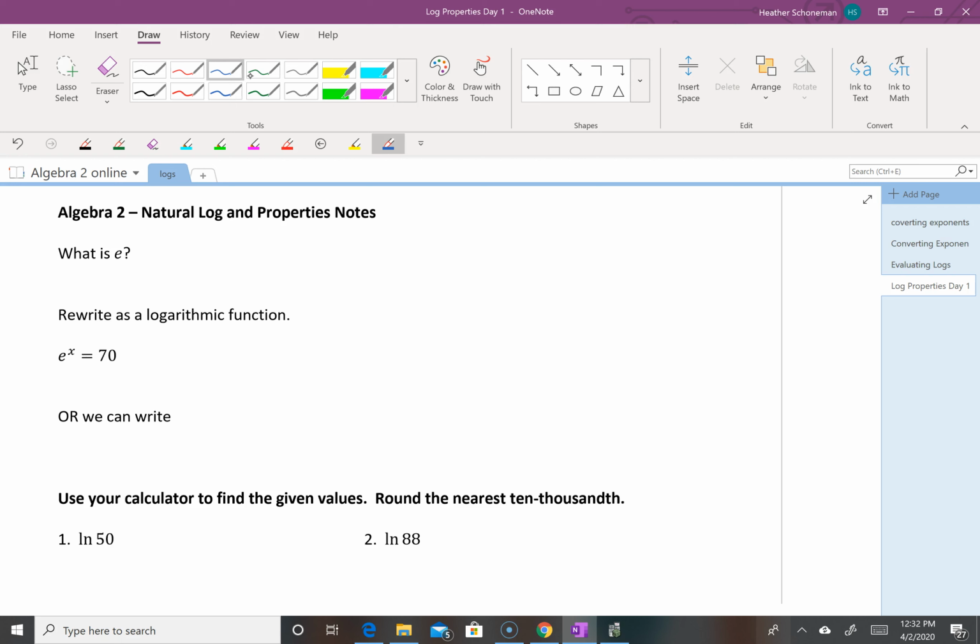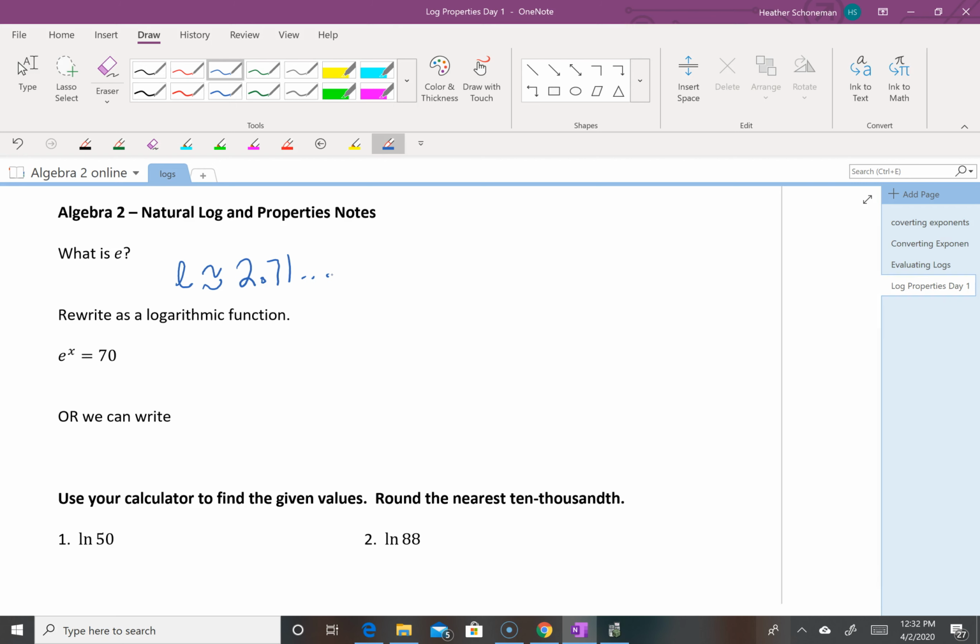E was a number. E is used in finances quite a bit when you're calculating compound interest. It's also found in nature. So they've got this number e. Now, just like pi is 3.14, and you can memorize that, e is approximately 2.71, and it just keeps going. Okay, so e is just a number.